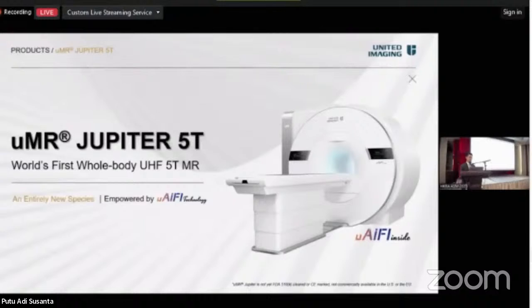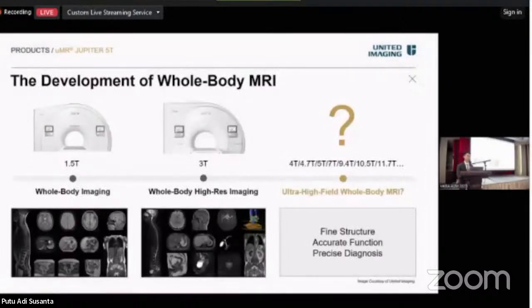So if we look at the status quo of MRI, many of you would operate 1.5 Tesla and 3 Tesla scanners. They are the clinical routine and our workhorse for examinations every day. Apart from that, there have been a series of endeavors across the world to look at MRI at different field strengths. These include 4 Tesla, 4.7 Tesla, 7 Tesla, 9.4 Tesla, and so on. However, for whole body imaging, none of these field strengths is clinically approved.